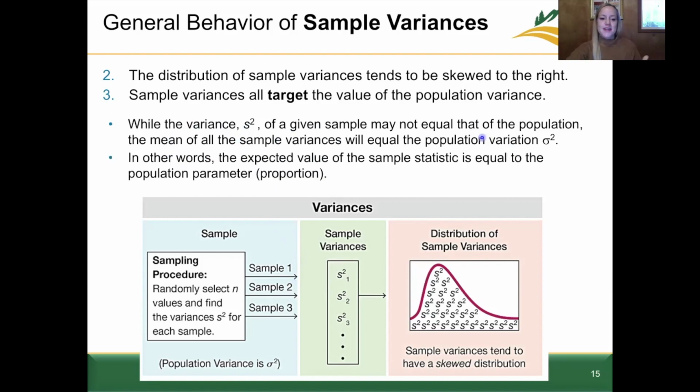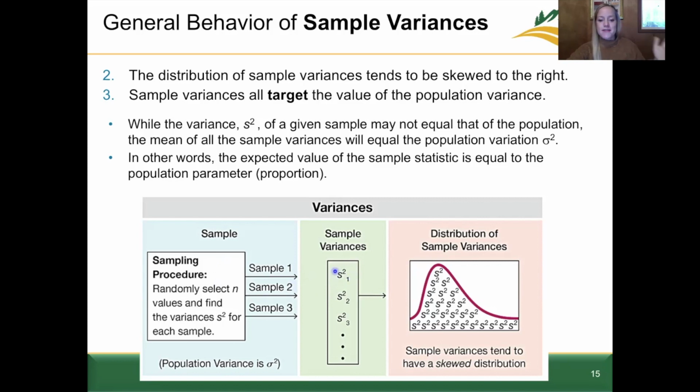So again, in other words, we take the expected value of the sample statistic. Here, the sample statistic is getting all the variances of the samples in a population. Specifically, we're getting the variances of all of the samples in a population.